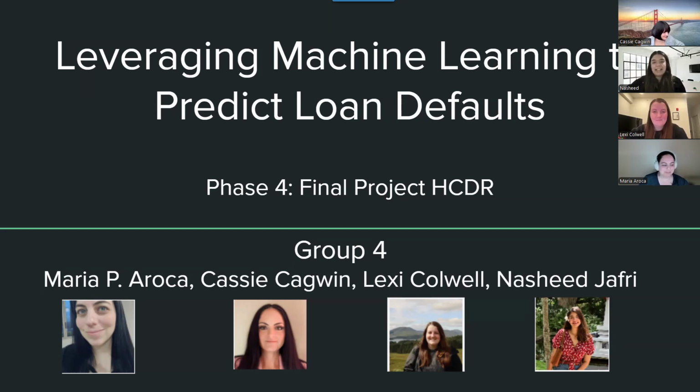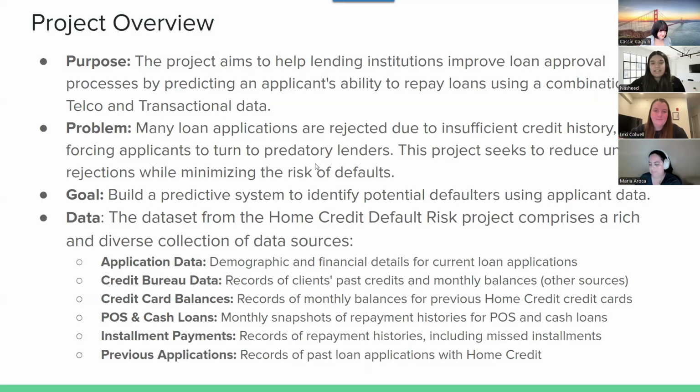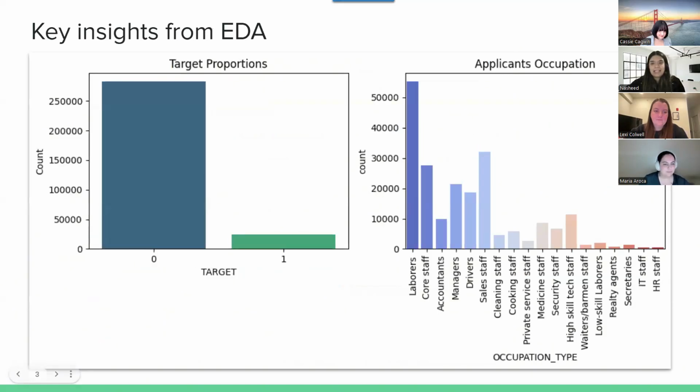Hello, everyone. In the final phase of our project, we revised our EDA and uncovered several key insights. First, the data is highly imbalanced, with 92% of applicants successfully repaying their loans. Most clients were laborers, while the fewest were IT and HR professionals, which is typical for low credit history applicants.